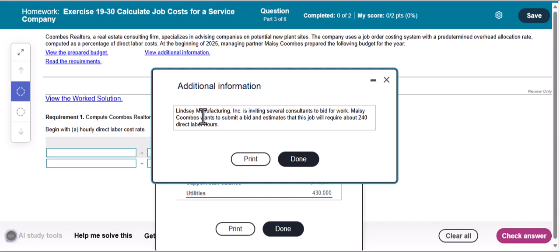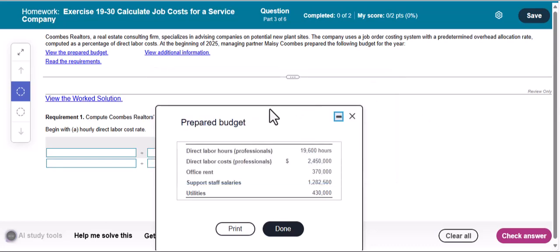So it says Lindsay Manufacturing Inc. is inviting several consultants to bid for work. Maisie Coombs wants to submit a bid and estimates that this job will require about 240 direct labor hours. So Maisie is making a bid, so we have to help Maisie make this bid. Now, to do a bid, we have to first calculate how much the job costs us, and then we'll add to that cost the profit on top of that. And that will be the final portion of this problem when we get to that. So let's go ahead and close out.